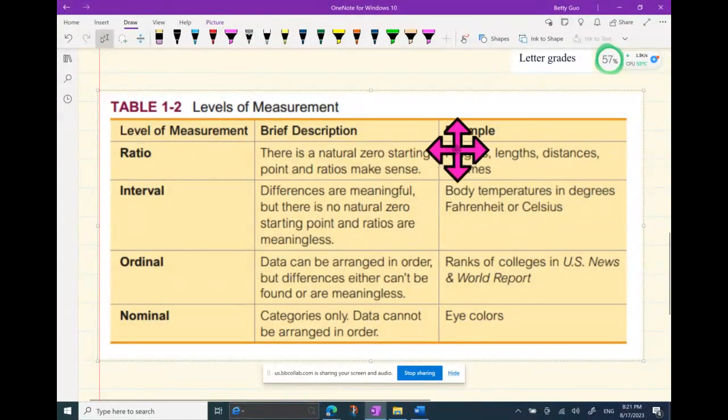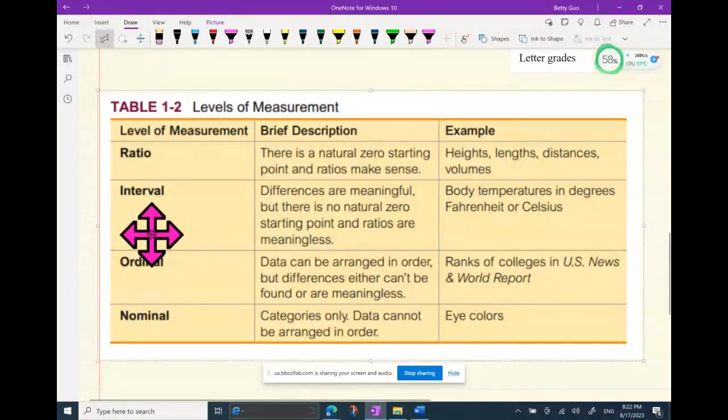Or length or distance, similar to height. Or volume, or capacity. This can is twice the capacity of the other can, so it can contain twice the content compared with the other can. So ratio makes sense. That's the reason the name of the level of measurement is ratio, right? Very important thing to remember: ratio has a true zero. When the volume is zero, that means there's no capacity. When the distance is zero, that means you didn't move, right?